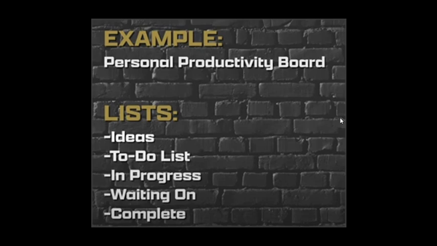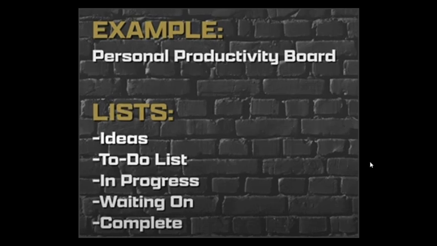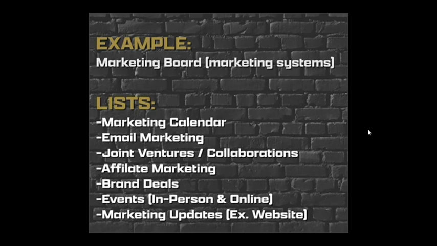So now I'm going to give you some examples of boards that you can add to your Trello workspace. It can be a personal productivity board with the lists of ideas, to-do list, in progress, waiting on, and complete. And you can also have your marketing board for marketing systems with lists like marketing calendar, email marketing, joint ventures, collaborations, affiliate marketing, brand deals, events in person and online, and marketing updates.